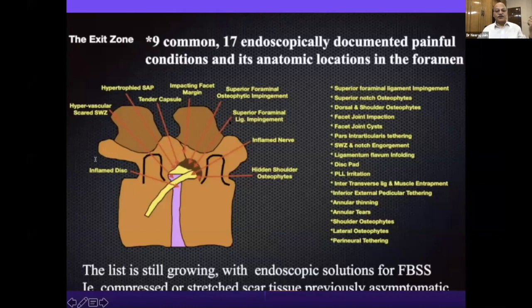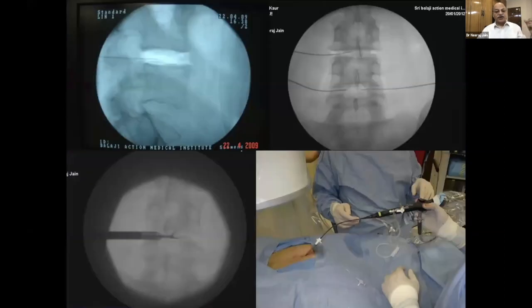And then there are hidden osteophytes in the shoulder, which can be a reason for pain. There are other generators which I'm not going to enumerate, but there are so many of them around which can be the reason for the pain in a given patient. Now this is a true sciatica. I'm going to come to the pseudo sciatica again.